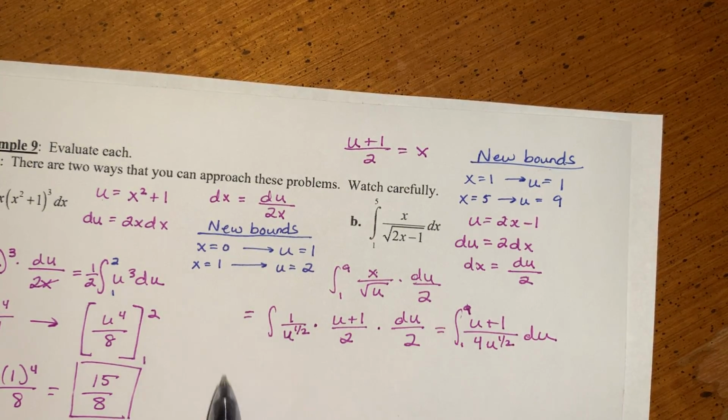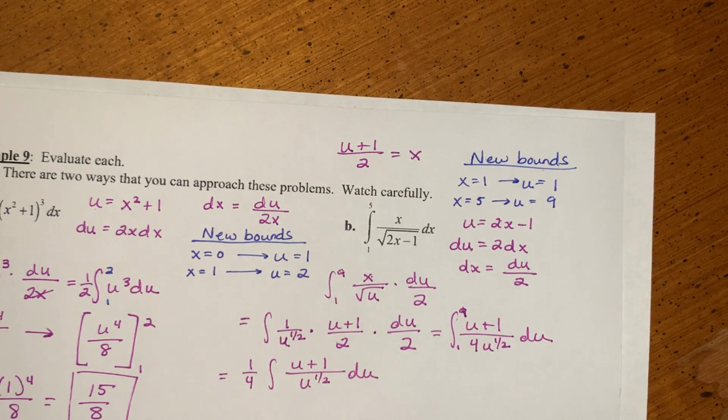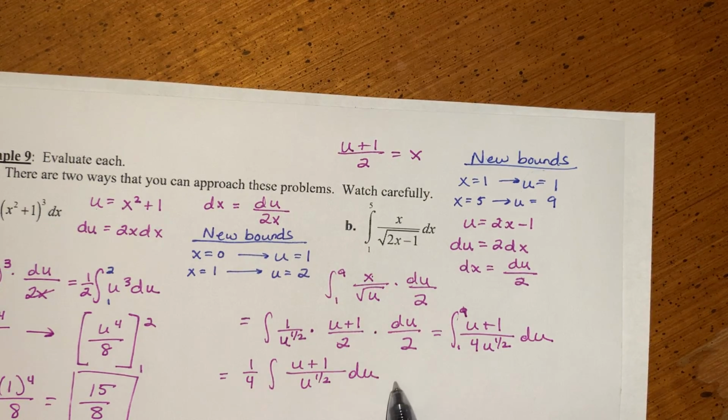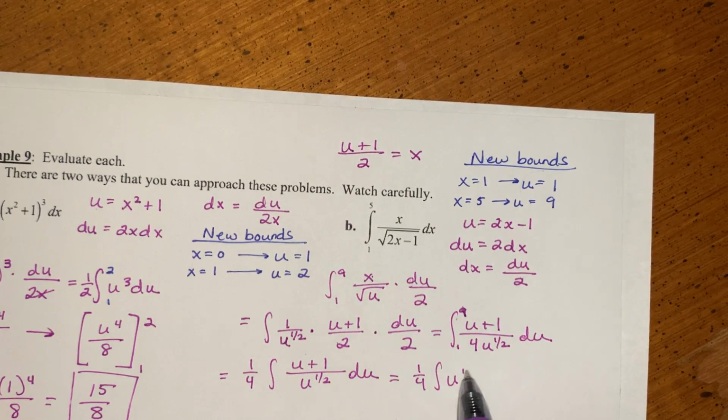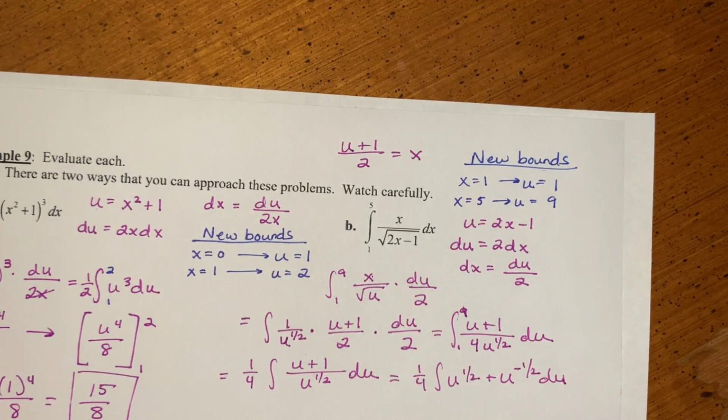I'm going to take the 1/4 out. I'm just trying to clean this up to make it easier to do the integral of u plus 1 over u to the 1/2 du. And now I'll go ahead and separate this out, divide out my terms. So u over u to the 1/2 will be, so 1/4 integral of, 1 minus 1/2 is u to the positive 1/2. This becomes plus u to the negative 1/2 du. This looks like the integral we did before.